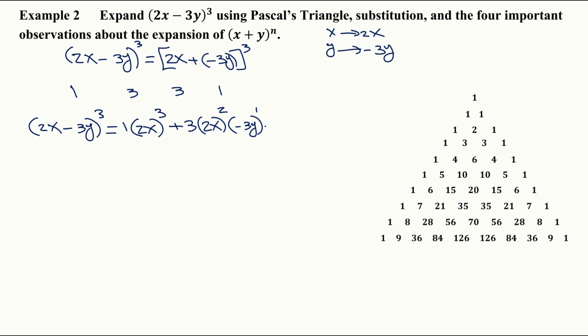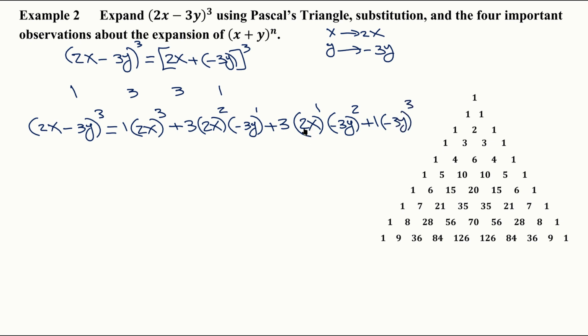And then plus the third coefficient is also 3 times, once again, we reduce the coefficient of the first term by 1, so it becomes just 2x to the power of 1. And the coefficient of the second term, negative 3y, remember we're looking at this sum here, is going to go up to 2. And for the last term, it's just going to be the cube of the negative 3y term. And the coefficient is 1.